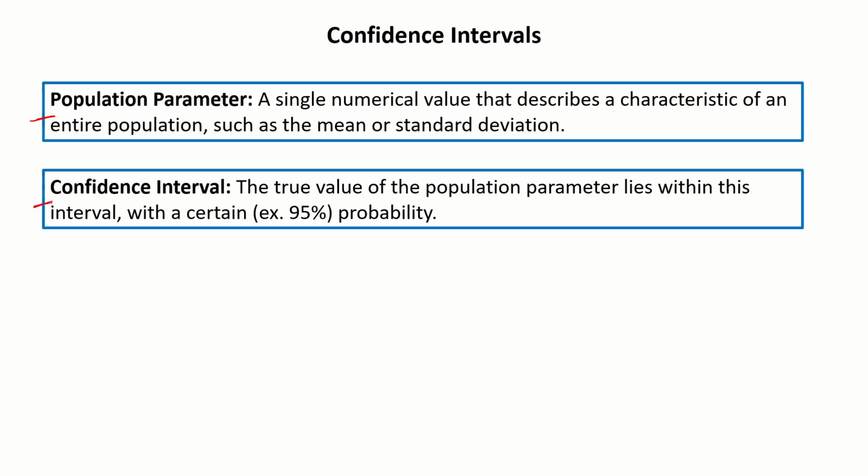Which leads me to the confidence interval. So the confidence interval is an interval or a range in which the true population parameter lies for the entire population, given a certain probability like 95%.